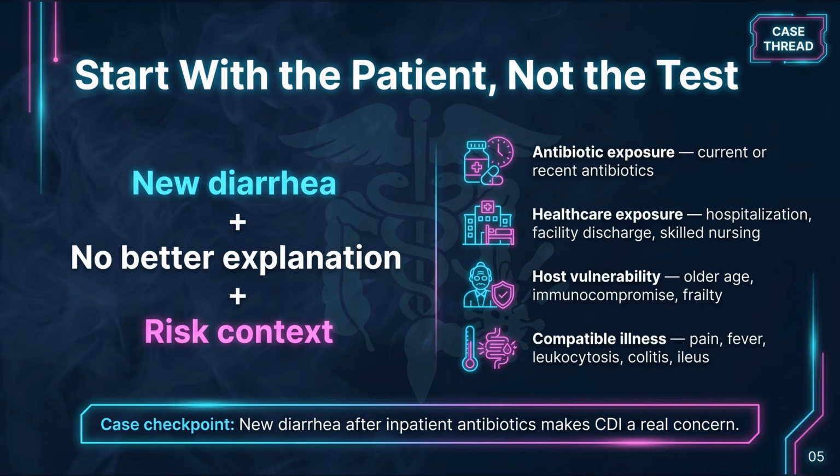The first teaching point is that C. difficile is not diagnosed by a test alone. You need a compatible syndrome. In our patient, the timing matters. He has new diarrhea after inpatient antibiotic exposure, and he is an older adult in the hospital. That combination makes C. difficile clinically plausible, so testing can be appropriate if there is no better explanation.